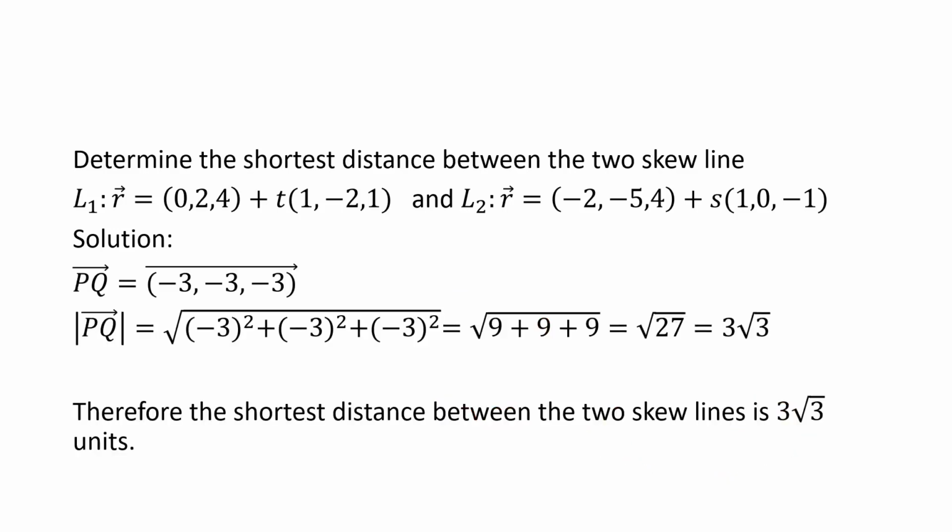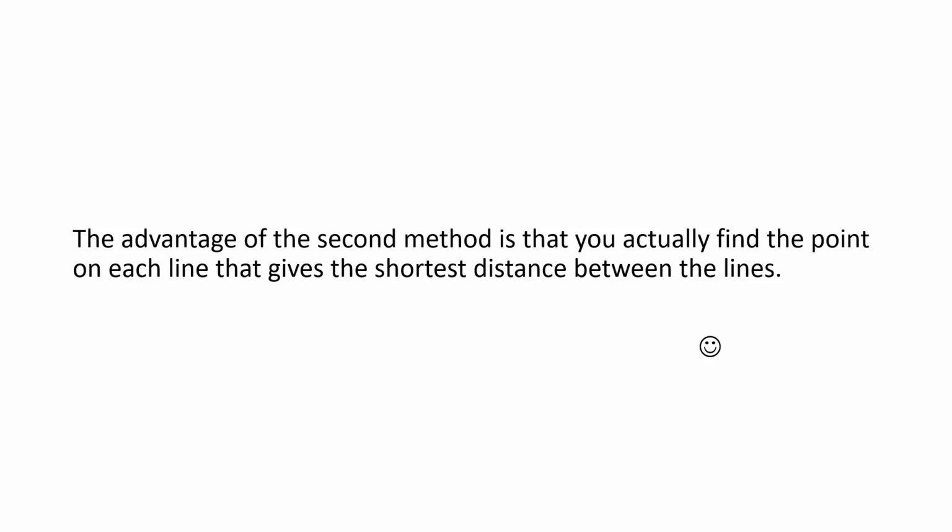We just need to determine the magnitude of that vector. The magnitude of that vector is root 27, which is the same as 3 root 3. And the shortest distance between the two skew lines is 3 root 3 units. Now that is the same answer we got the last time. The last method was a little shorter, but like we say, the advantage of the second method is you actually find the point on each line that gives the shortest distance between the lines.